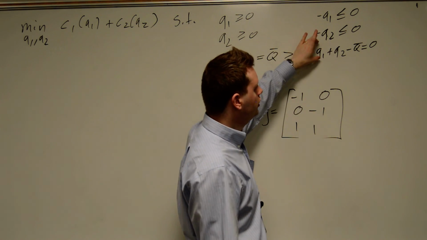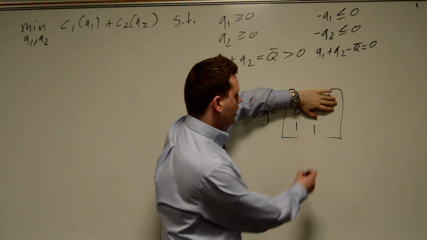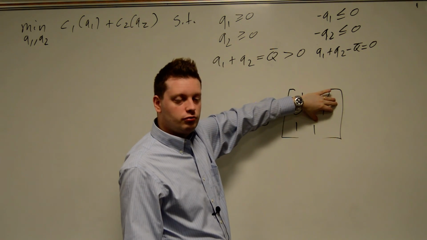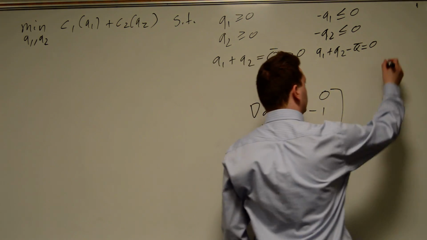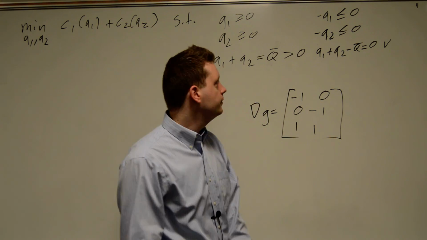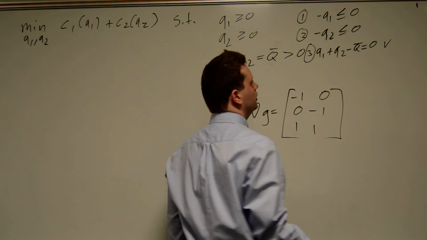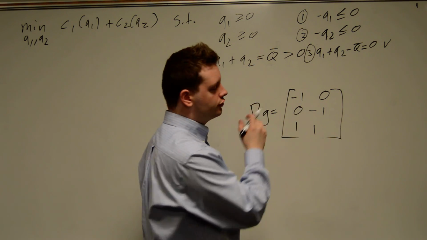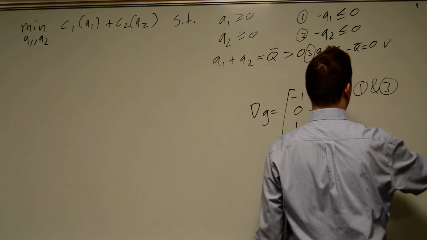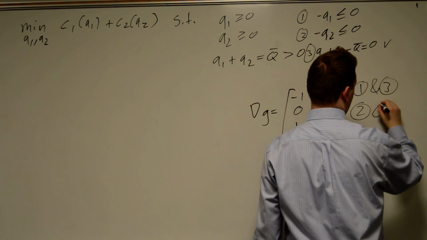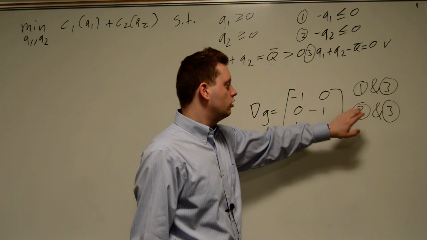Okay, let's start with only this one binding. If only this one is binding, we only have this vector here, which we need to look at. And this vector is not the 0 vector, so it has full rank. That's satisfied. Let's call this 1, this 2, and this 3 for convenience. And so we have two more cases to check: 1 and 3, and 2 and 3. So 1 and 3 are binding, or 2 and 3 are binding.